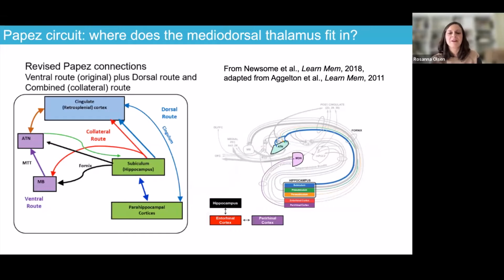But I will say that our thinking on this at the time, at least, was very much focused on some of the writings of Aggleton and colleagues, pointing to this potential role and a potential dissociation between the ATN and the MDN in associative memory and familiarity. And that is driven by differential inputs from the medial temporal lobe substructures into the MDN and the ATN.